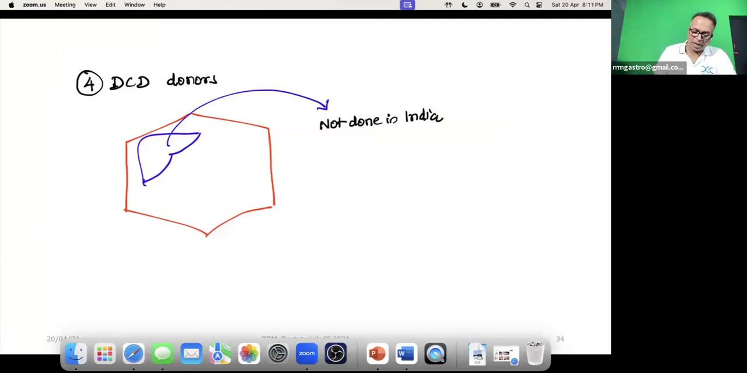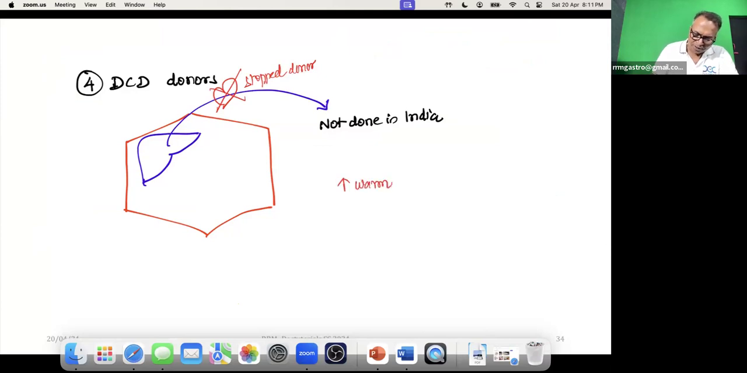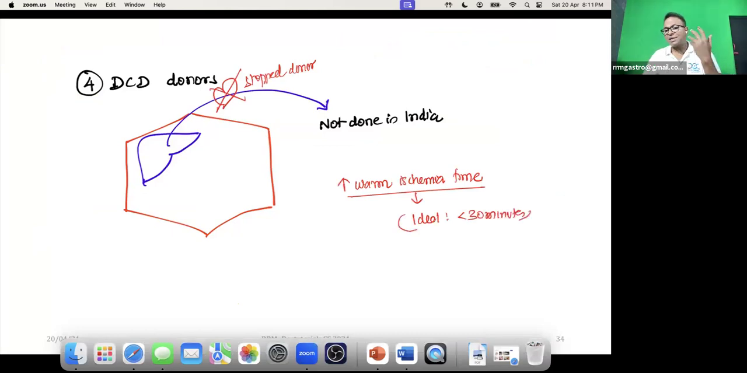DCD donors are donors whose heartbeat has stopped. Heartbeat-stopped donors have increased warm ischemia time, so warm ischemia time is very high in these patients. Ideally, warm ischemia time should be only 30 minutes. In these cases of donation after cardiac death, the warm ischemia time is increased.